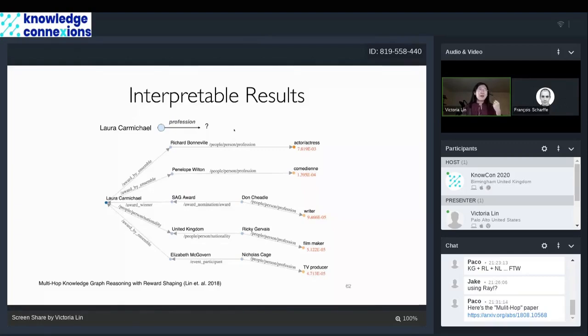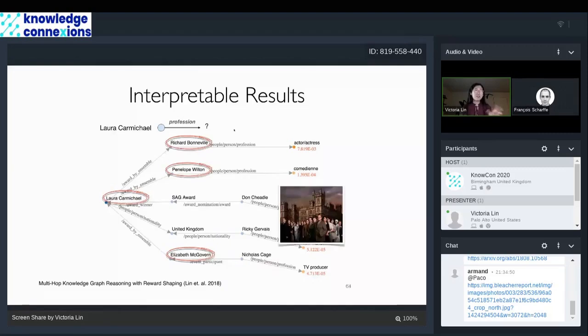There are some reasoning paths which are not so great. For example, we see Laura has nationality United Kingdom, and Ricky also has nationality United Kingdom. So Laura and Ricky should have the same profession. This is not true, but the good thing is that after reinforcement learning, we are able to rank this type of low-confidence path lower. And an interesting fact is that this graph actually represents a clique in the knowledge graph. It is mostly about the cast and crew of the famous British show Downton Abbey.